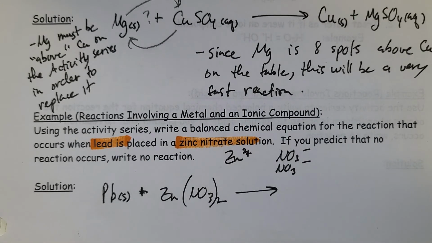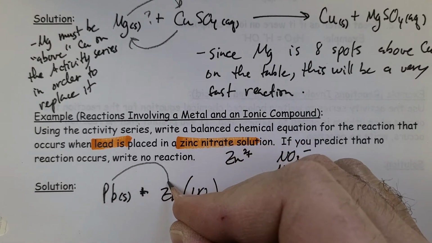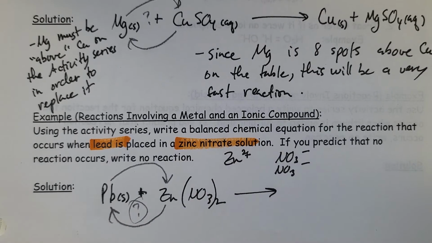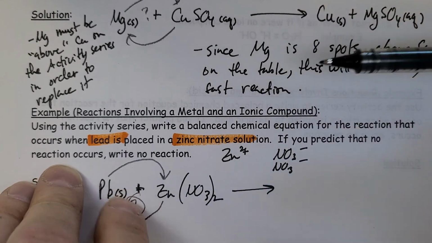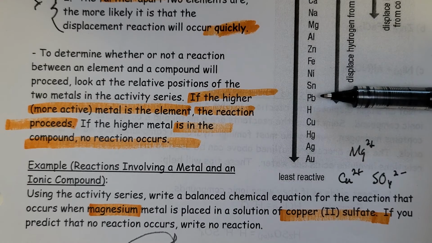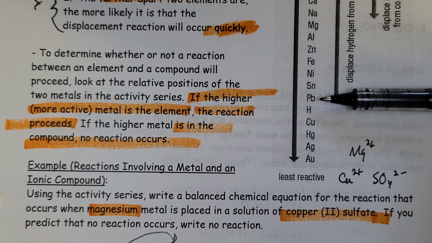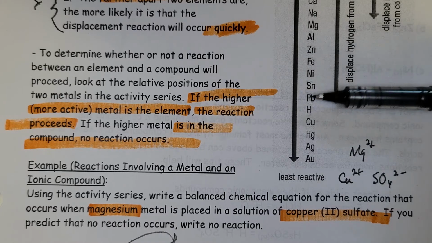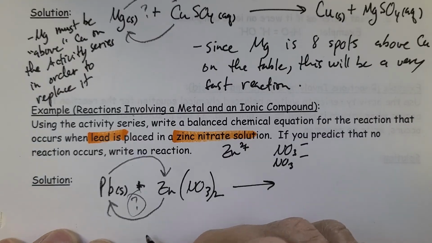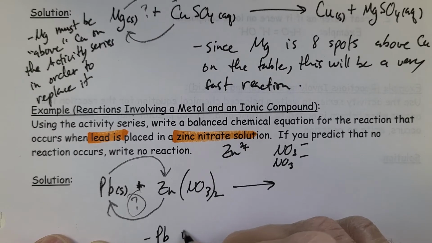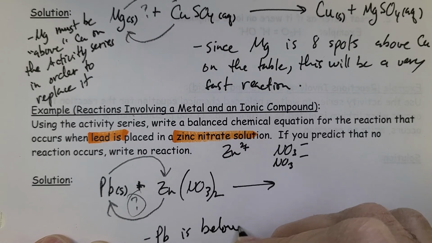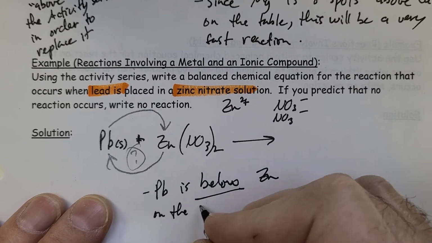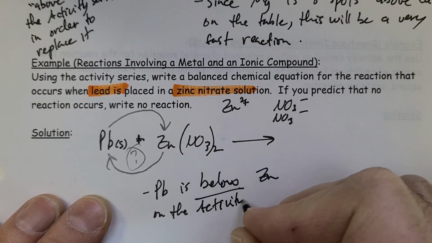Okay, so we're looking. Does lead have what it takes to replace zinc? So again, we have to see, is lead higher than zinc on the series? Let's see here. So here's lead, and oh, unfortunately, zinc is above here. So lead is not active enough to replace zinc. So Pb is below Zn on the activity chart.